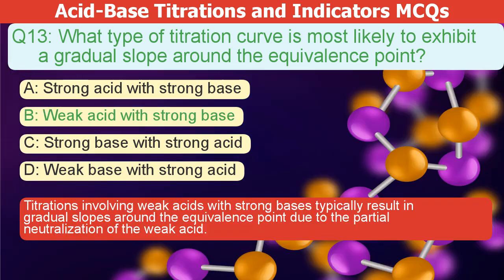Titrations involving weak acids with strong bases typically result in gradual slopes around the equivalence point due to the partial neutralization of the weak acid.